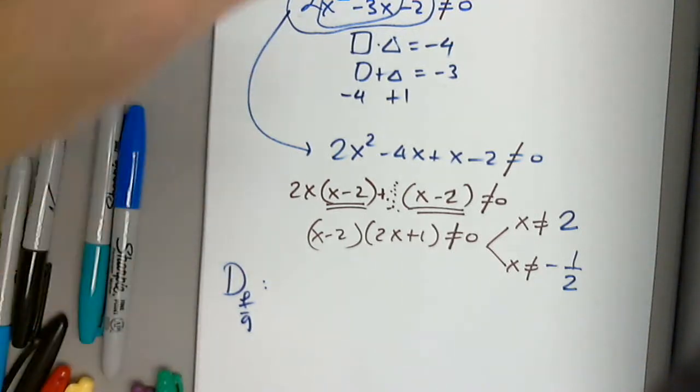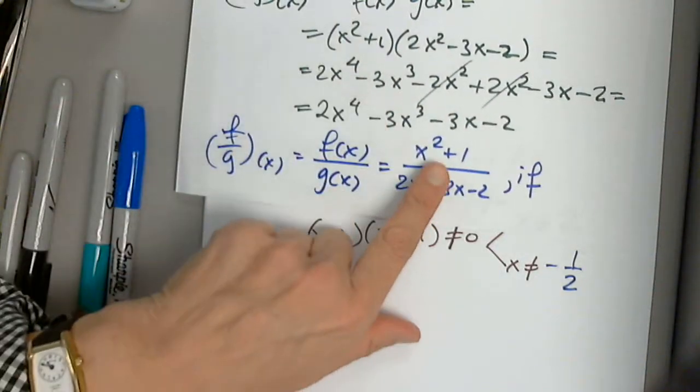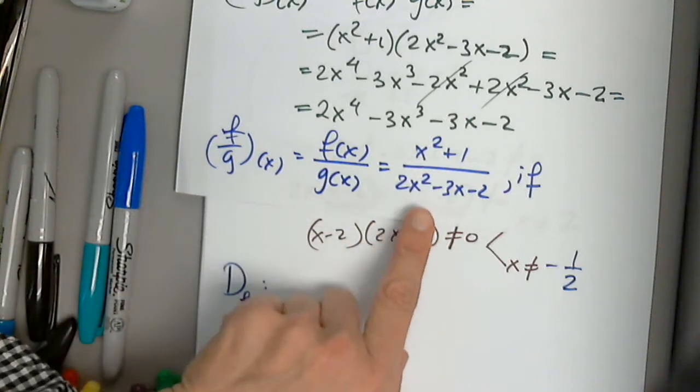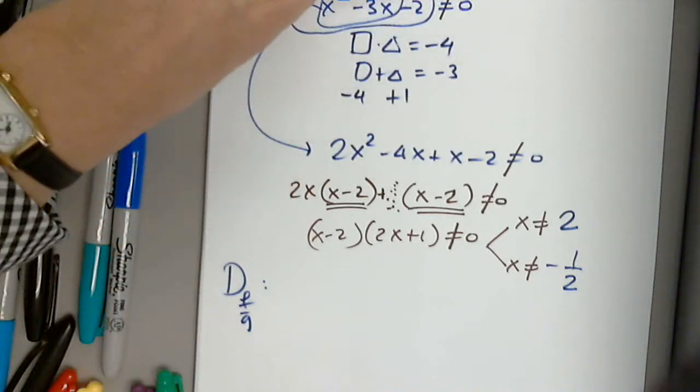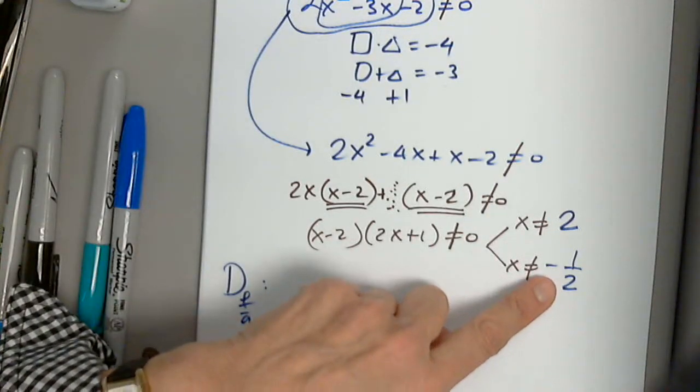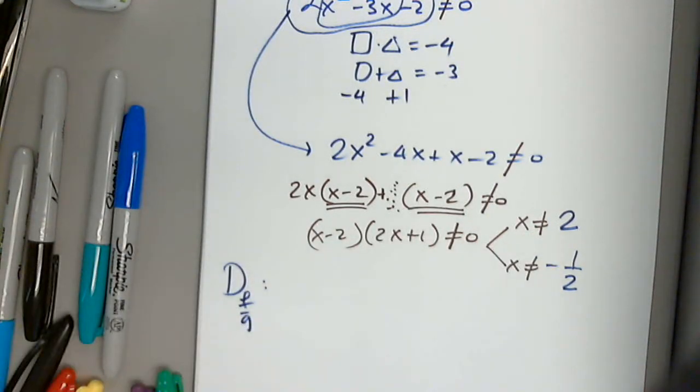The domain of the ratio. So here's the ratio. We know that the denominator cannot be 0. We know that this function is not defined when x is -1/2 and when x is 2, because the denominator will be 0. So what is the domain then?